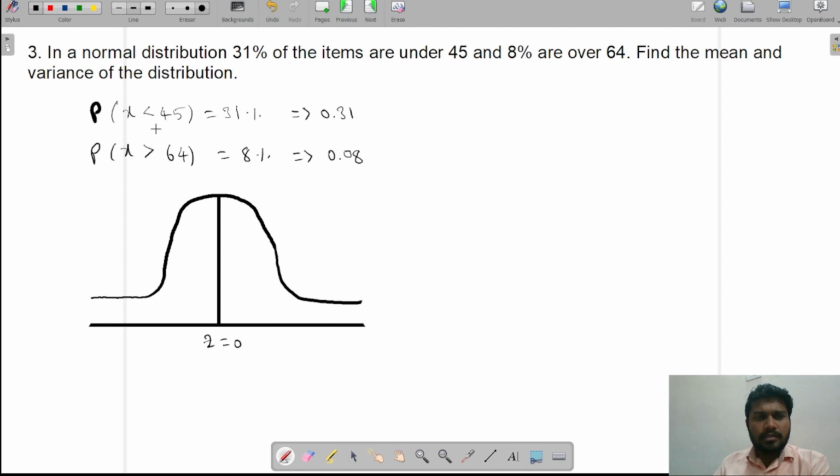X less than 45 means, given under 45, 31% of the items are under 45. Because of the word under, I identify that the line is in the negative direction at x equal to 45. So let us say, for example, this is the point x equal to 45. Then here is my line, the x equal to 45 line.